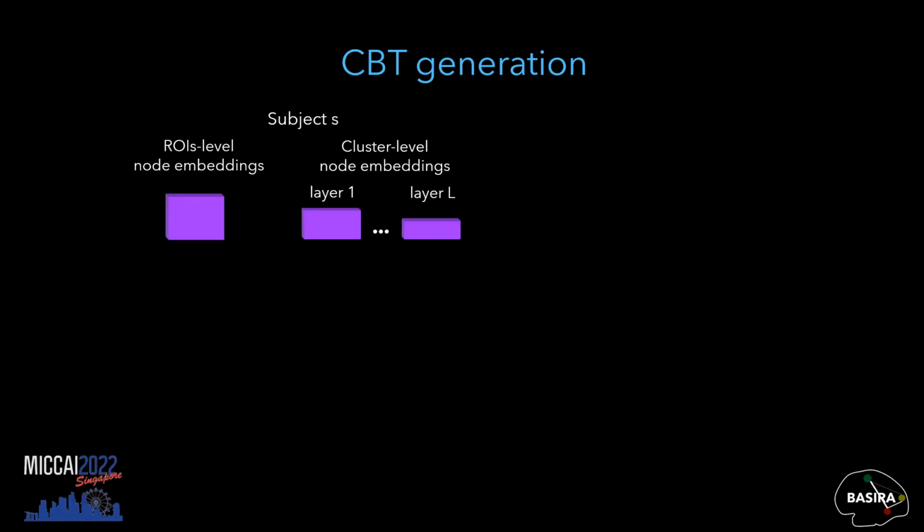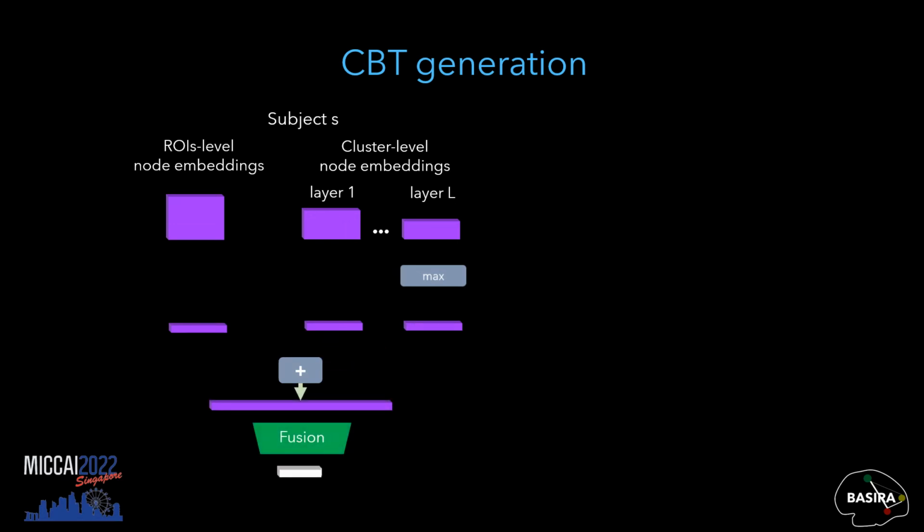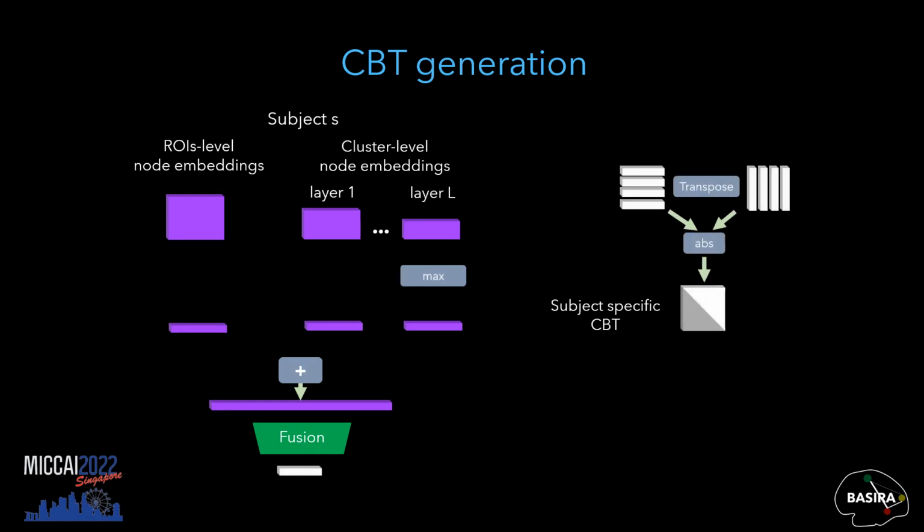After we obtain various layers of embeddings, we max pool them to identify the most discriminative attributes. We then concatenate them and pass them through a fusion layer and have a single graph representation vector for each ROI independently. We replicate this vector, then compute absolute pairwise differences and obtain a subject bias CBT.